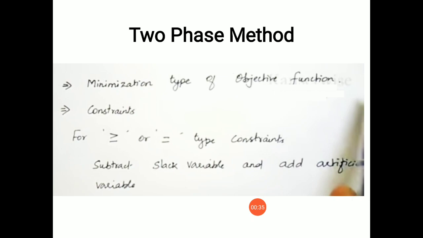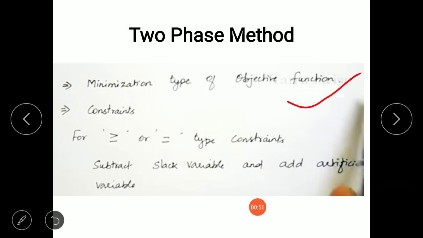Before proceeding towards that numerical, I'll explain a few features of the two-phase method that you might need while solving the numerical using it. First is the minimization type of objective function. The two-phase method is applied only to those linear programming problems which have a minimization type of objective function.